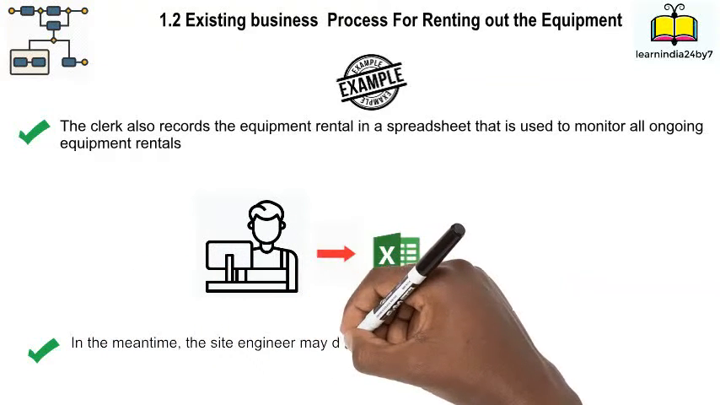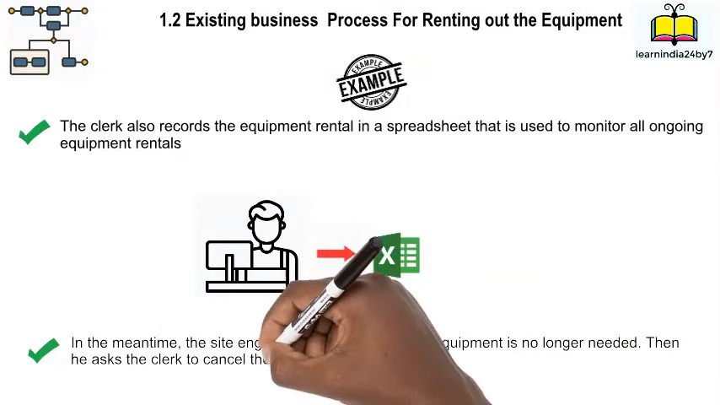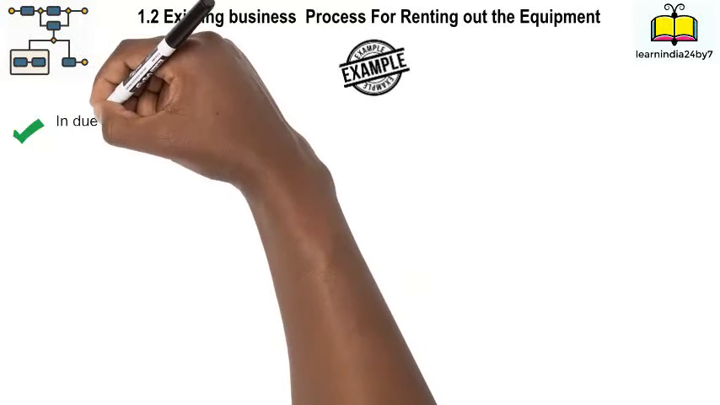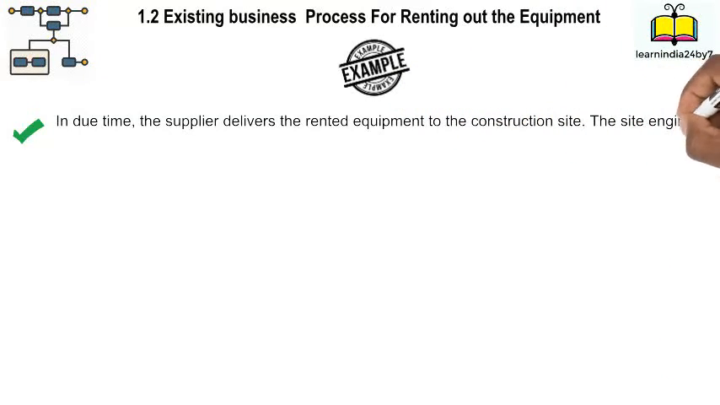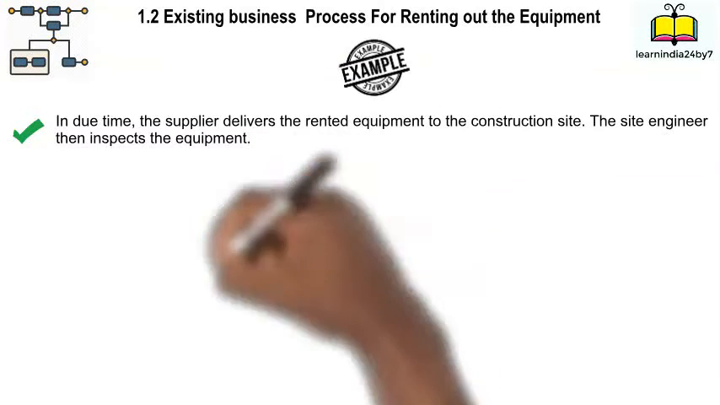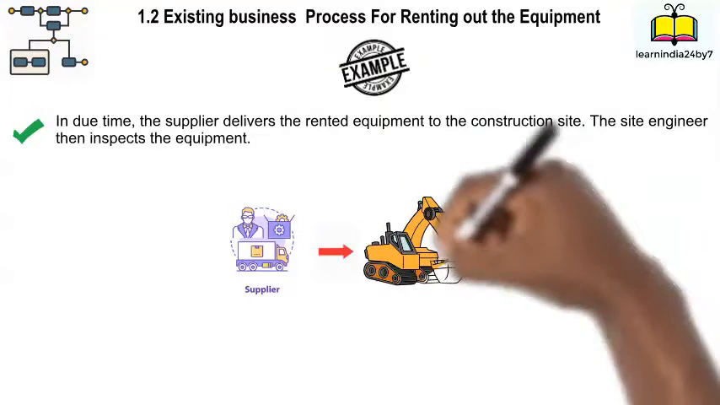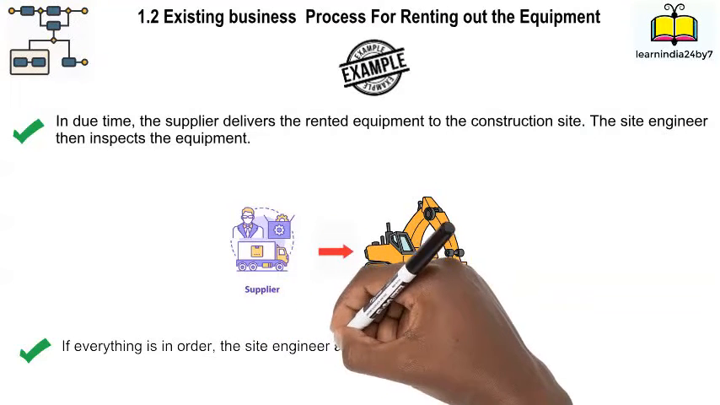In the meantime, the site engineer may decide that the equipment is no longer needed. Then he asks the clerk to cancel the request. In due course of time, the supplier delivers the rented equipment to the construction site and the site engineer inspects the equipment. If everything is in order, the site engineer accepts the rented equipment.